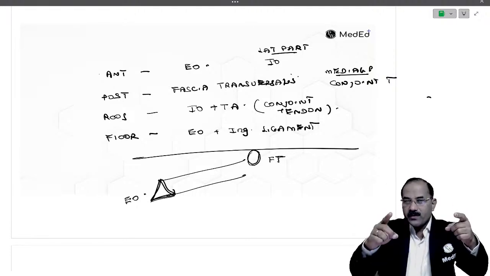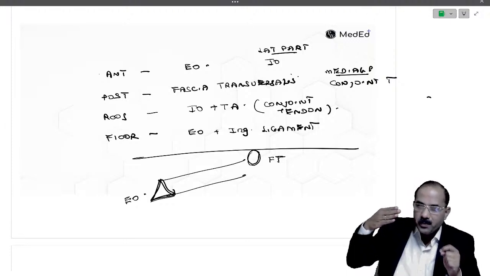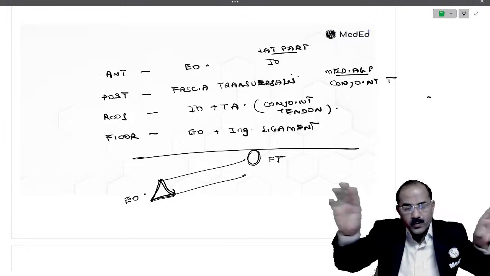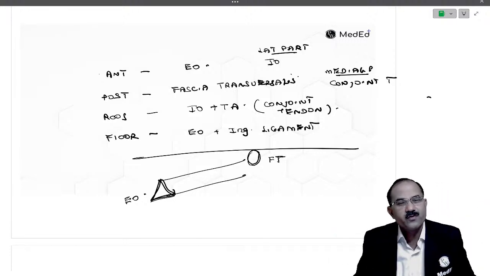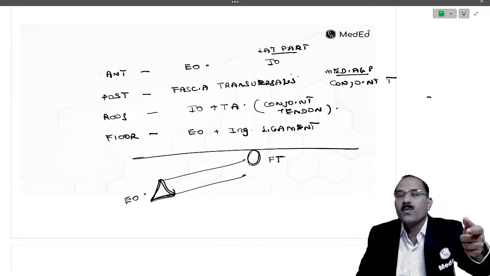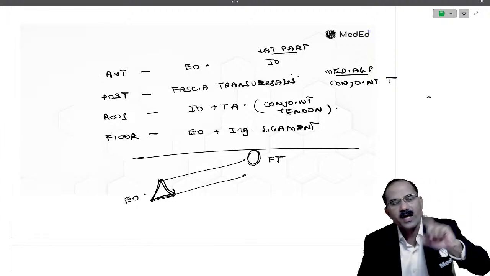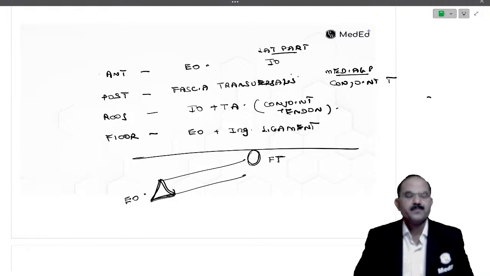Now ilioinguinal nerve is said to be a partial content. Why? Because it pierces the internal oblique and it comes in the inguinal canal. That means it is not throughout the inguinal canal. It comes in between and then leaves through the superficial inguinal ring. So ilioinguinal nerve is a partial content, whereas the spermatic cord and the round ligament are complete contents. Okay children, clear to all of you?